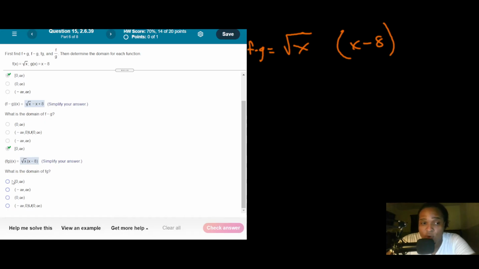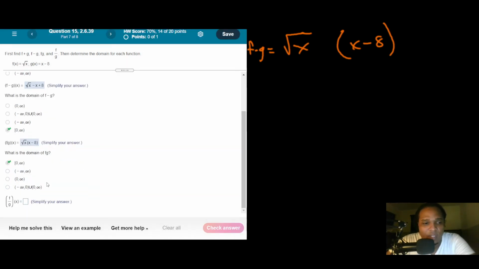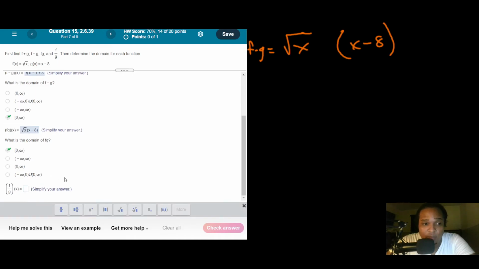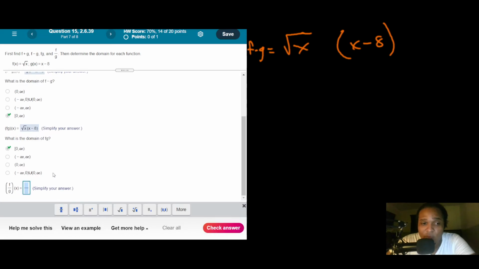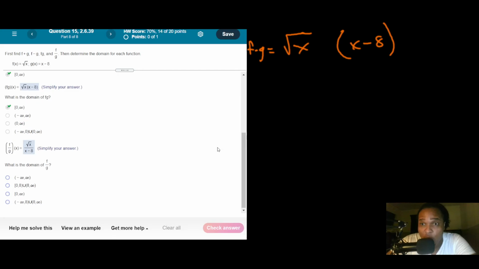Okay, what is the domain of this? Only focus on the square root. X has to be greater than or equal to 0. All right, we're going to divide everything. Here's where it gets a little bit difficult. Hit the fraction button. We're going to put your f, which is the square root of x, and we're going to divide by x minus 8. Domain. X has to be greater than 0, and x cannot be 8.